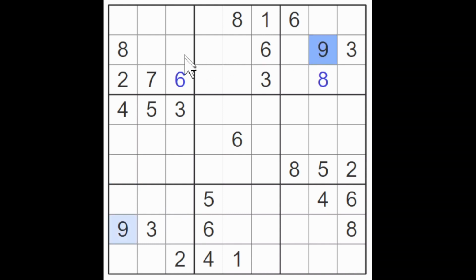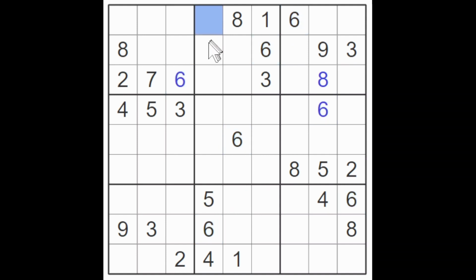This 9 blocks these cells, and therefore one of these two must be a 9, making one of these two a 9. This 6 and this 6 and this 6 block all but this cell from being a 6. And we can find an 8 for column 4, and here is how.